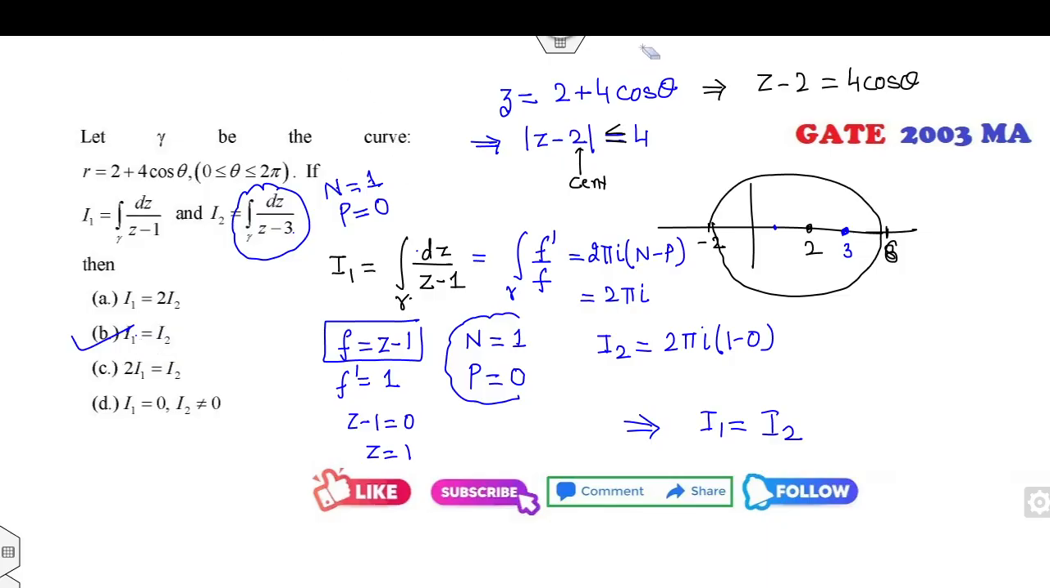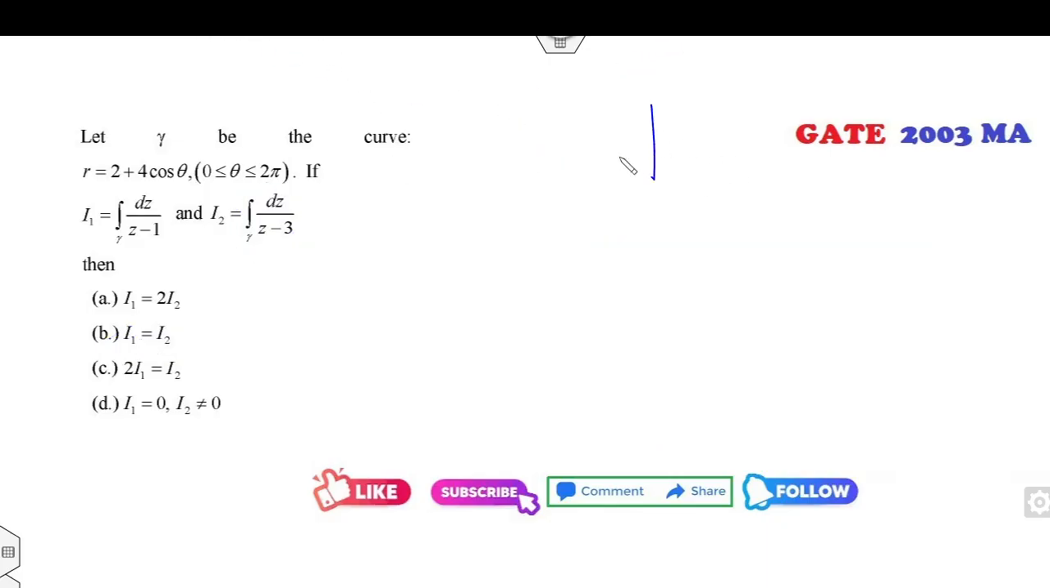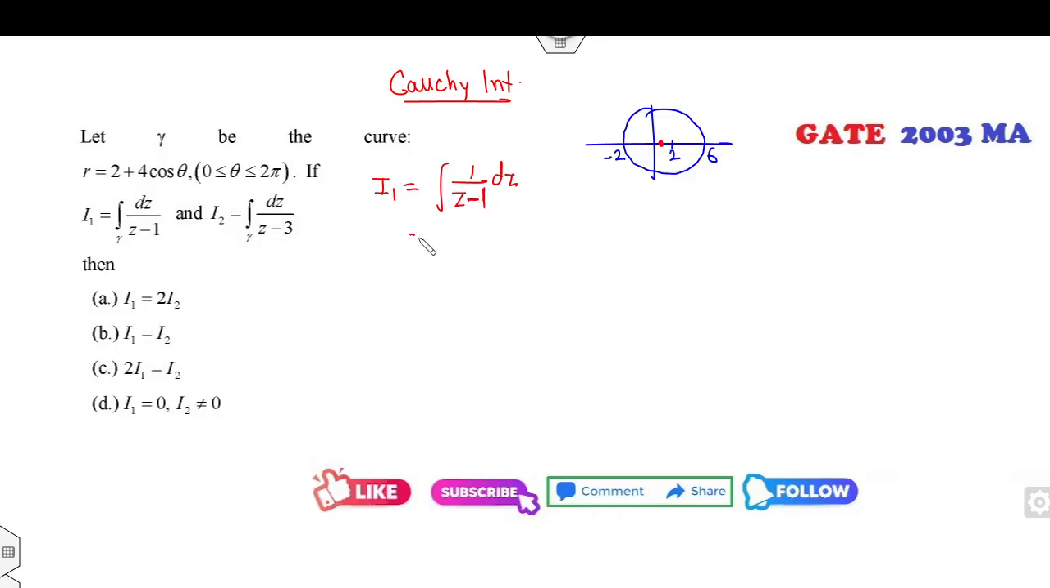This is the first method. The second method: again you can draw the circle, center is 2, radius is 4. You can apply the Cauchy integral formula as well. For the case of I1, 1 over z − 1, z = 1 lies inside the circle, so the answer is 2πi times 1. Similarly for I2, you can write 2πi times 1. So again I1 equals I2.